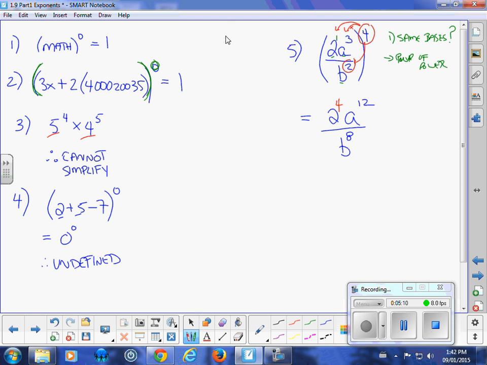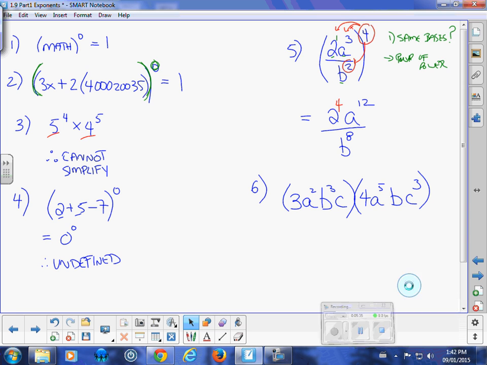All right, sixth example. I'm not going to drag this out too long because it's going to be trial and error. It's one of those things that you practice. It's like a sport. You got to do it a couple times anyway. What happens if you run into 3a squared b cubed c multiplied by 4a to the fifth b c cubed?